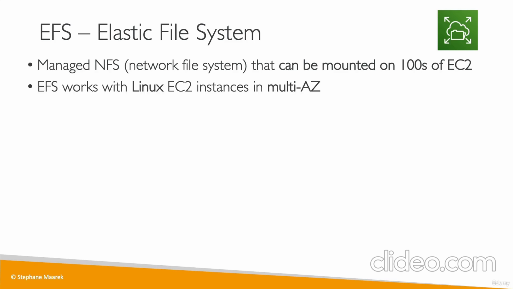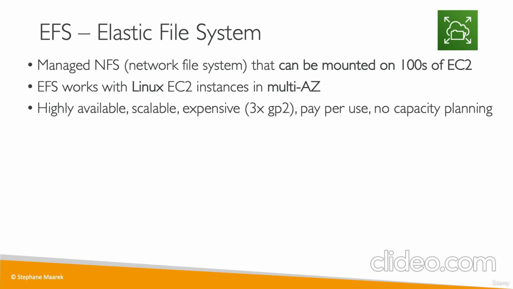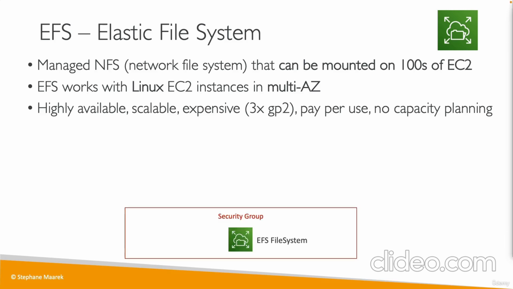EFS works only with your Linux EC2 instances, and on top of it, it works across multiple availability zones. So it is possible for an instance in one AZ to attach the same EFS volume as an instance in another AZ. Now, EFS is highly available, scalable, and pretty expensive. It's about 3 times the price of a GP2 EBS volume, but you pay per use and you don't plan for capacity. So if you store 20 gigabytes of data onto your EFS drive, you're only going to pay for these 20 gigabytes.